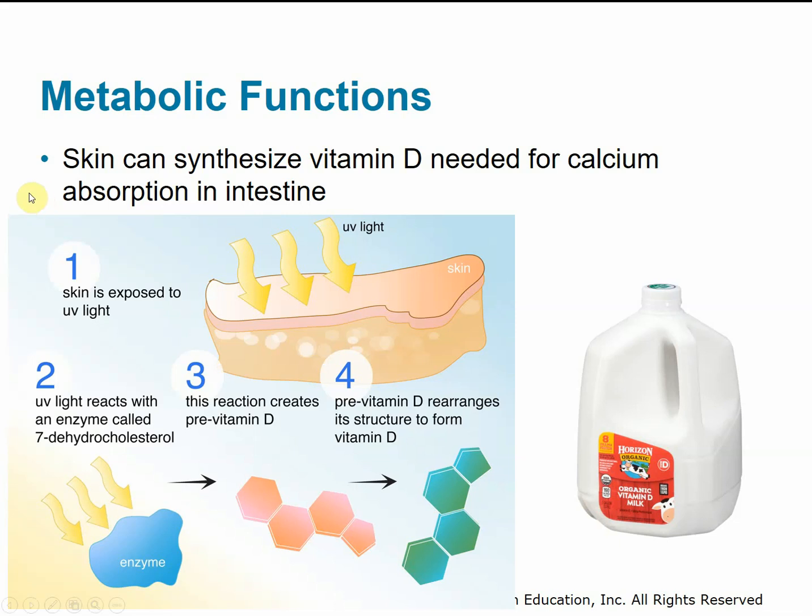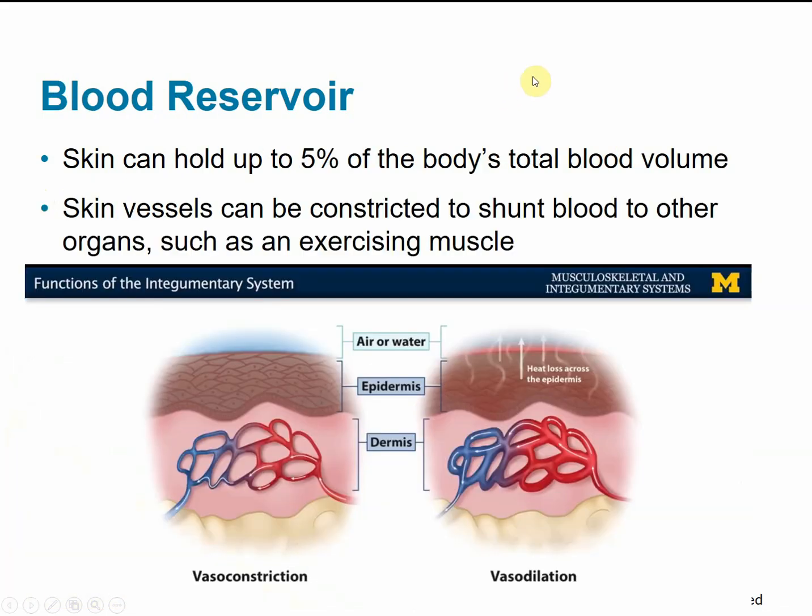So the way the skin helps to synthesize vitamin D is with UV exposure. It's going to stimulate and react with an enzyme. So this enzyme is going to then start the chemical process to create vitamin D. Skin can also act as a blood reservoir. Skin can hold up to 5% of the body's total blood volume.